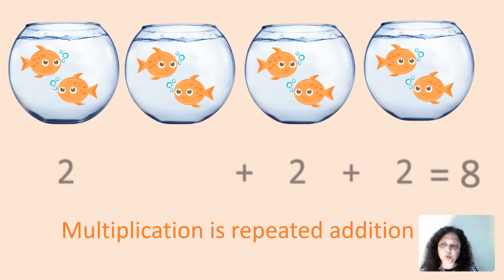We can see 4 bowls here, children. 1, 2, 3, 4. In each bowl we have 2 fish. Now let's add them. Multiplication is repeated addition. So let's add them. 2 plus 2 plus 2 plus 2 is equal to 8.